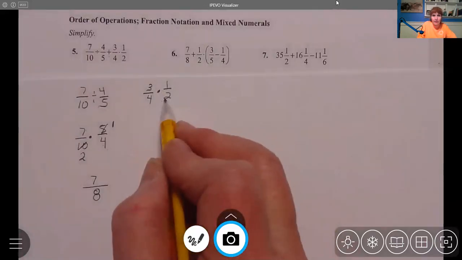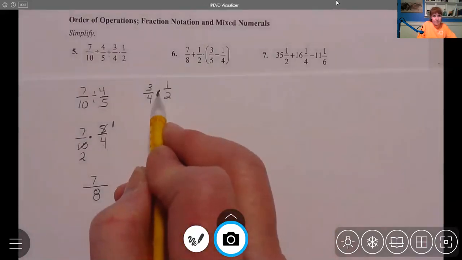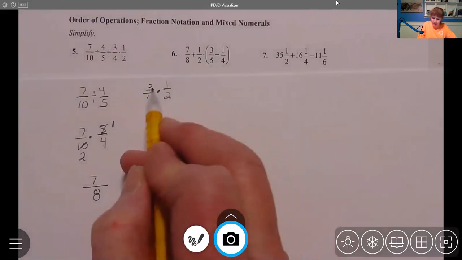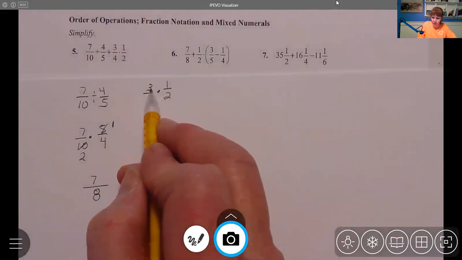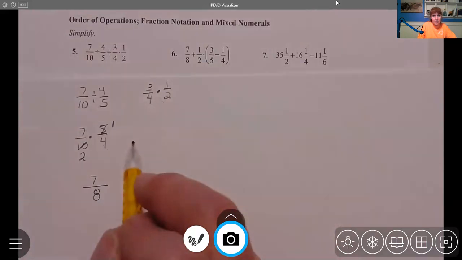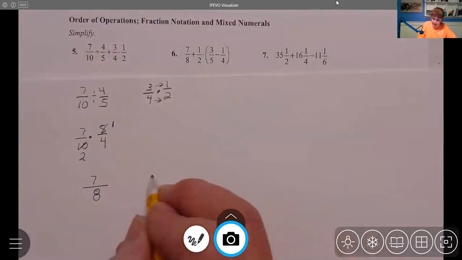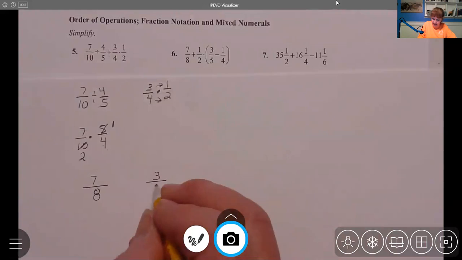Here we don't do the copy dot flip because it's originally a multiplication. So we're going to reduce if possible. Looking at this, nothing goes into 3 that would also go into 4 and 2. So we're just going to multiply straight across, and we're going to get 3 times 1 is 3. 4 times 2 is 8.